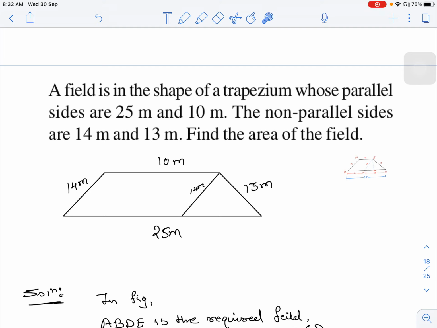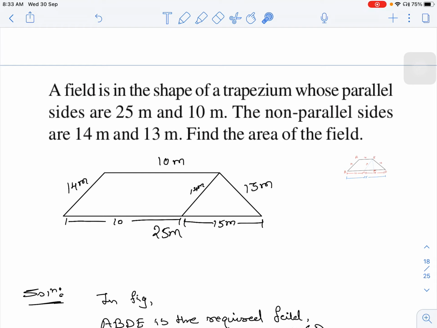Now remember that since these two sides are parallel to each other, and these two sides are parallel to each other, this figure becomes a parallelogram. If it is a parallelogram, then the distance from here till here must be 10-meter, and this should be the remaining 15-meter. Why? Because the total distance is 25-meter. If this is 10, then this should be 10, and this will be 25 minus 10.